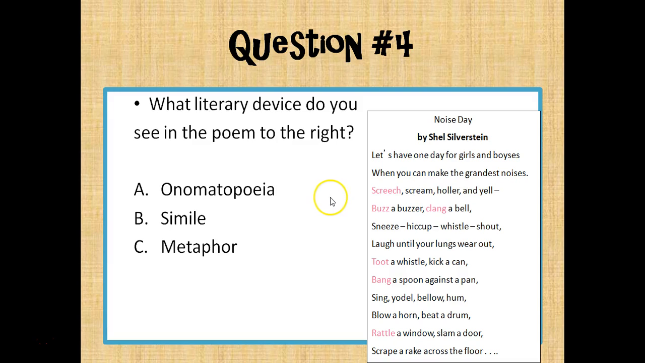Now, what literary device do you see being used there? Onomatopoeia, simile, or metaphor? Two of those make a comparison, but nothing here makes a comparison to anything. They are a bunch of sound words. Please pause now to write down your answer, the letter of the answer and the word.